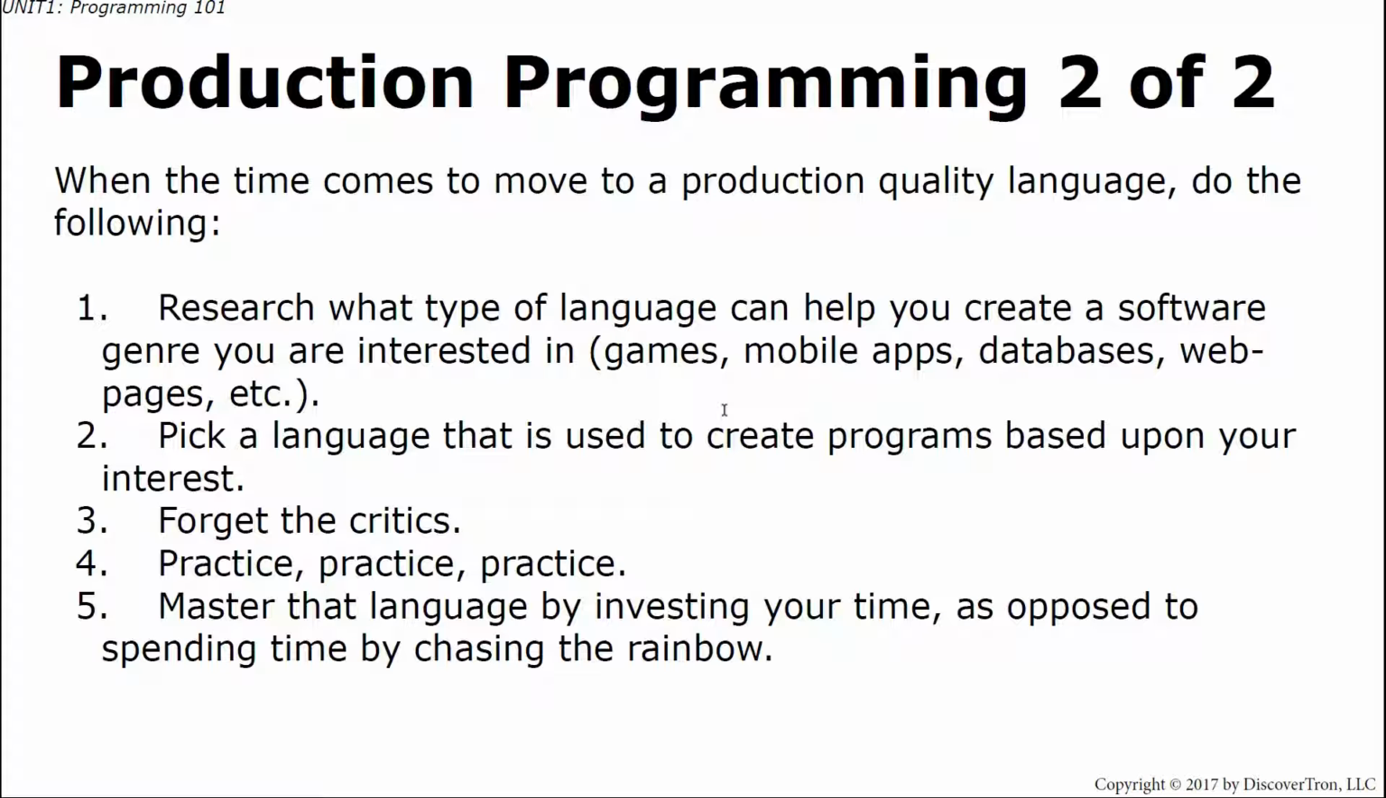When you do get to the point that you want to move forward and start learning production quality code, there are some steps you need to take. One, research what type of language is going to help make the software that you want to create. Some of those different programming languages can all make the software that you want to make, so it's going to come down to you picking a language that you're interested in. Okay, so pick something you're interested in. Third thing, forget the critics. Don't pay attention to other people. You're going to hear everyone's opinion on what you should be doing. Don't worry about them. Follow your instincts, follow your heart, and then go to number 4, practice, practice, practice. And then 5, master that language by investing your time.